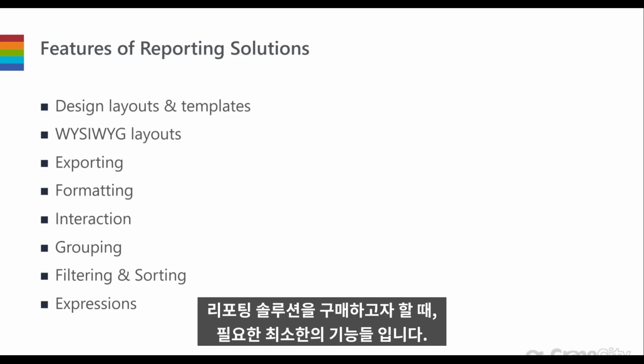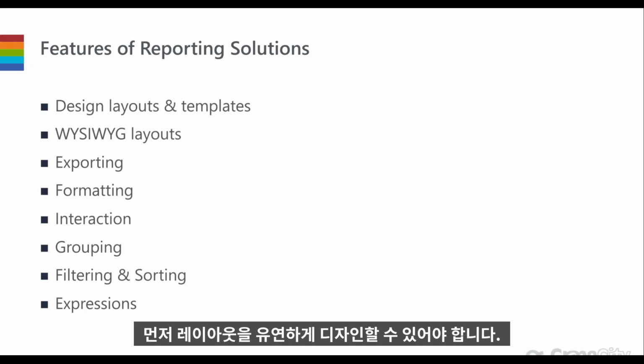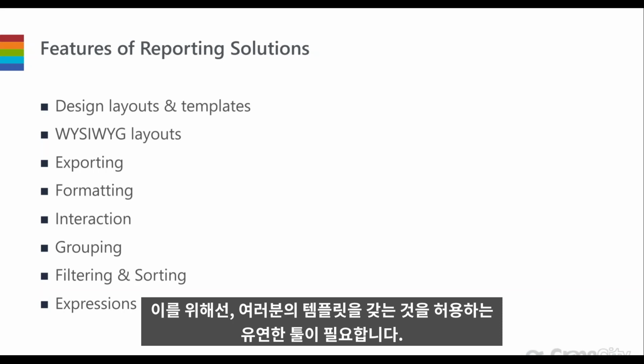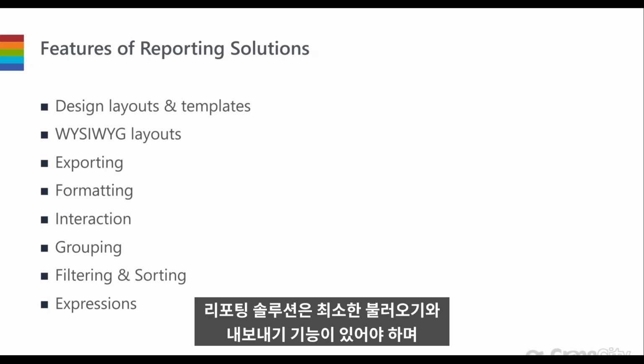Some of the features when you are looking at purchasing a reporting solution, these are the minimum that any solution needs to have. These are the minimum features that your solution should have if you were going to be purchasing a reporting solution. The very first thing is you want to be able to flexibly design your layouts. You want to have templates that you can reuse over and over again as a starting point, as opposed to creating everything from scratch. So you want a flexible tool that allows you to use templates. Again, a WYSIWYG layout is a huge thing. This cannot be overlooked.